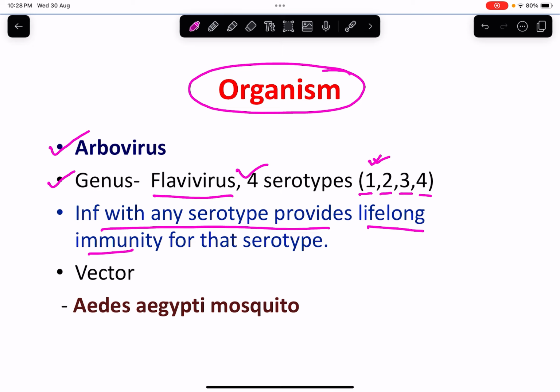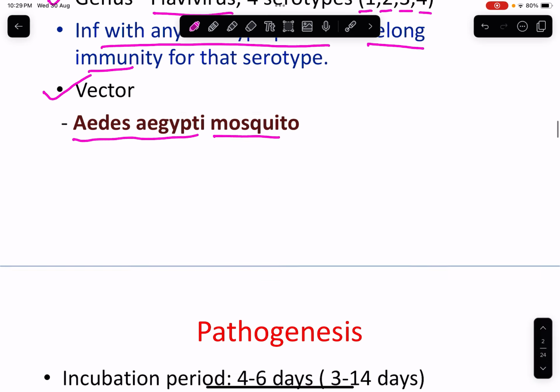What is the vector for the disease? The vector is a mosquito, that is Aedes aegypti. So a bite by an infected Aedes aegypti mosquito results in dengue infection.